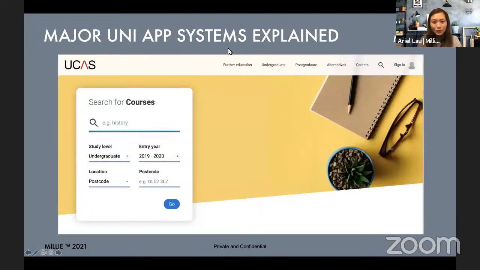So just to show you a little bit of the interface, how it looks. This is the UCAS search engine. Just type in the course that you want to search for here.